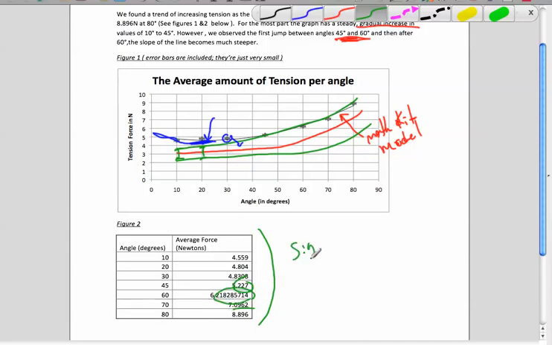Sig figs, physics has never been particularly concerned with them. Well, some physics teachers would be, but on the other hand, it doesn't make sense to have different numbers of them. And to some extent, your sig fig choice should be made based on your uncertainty. So if the uncertainty is out to the hundredth place, then you probably shouldn't record any digits past the hundredth place.